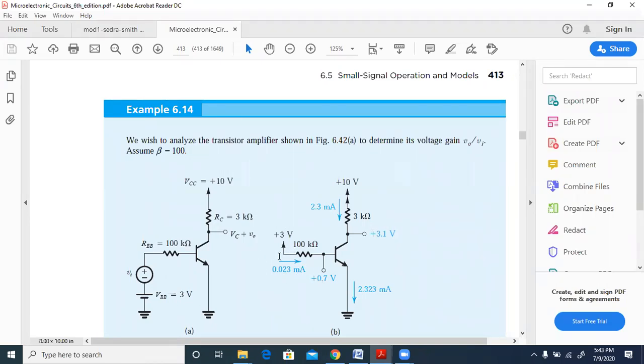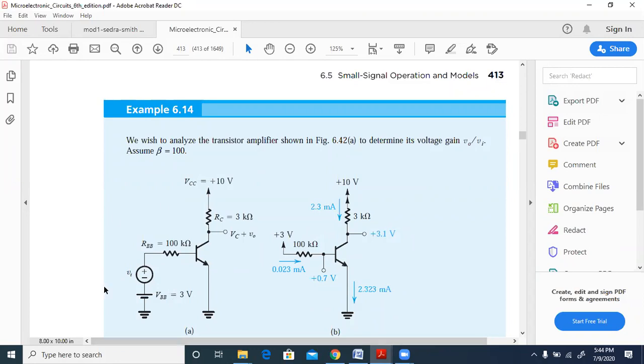So this will be capital IB, this is capital IB, right? Similarly, this is capital IC. How we calculate, we'll come to it a little later. For the present, this is capital IC, this is capital IB, this is capital VC or VCE, because the emitter is grounded. You can see that the emitter is grounded in both these cases. So either you write VC or VCE, it hardly matters. Okay. So this 3.1 is referring to only this capital VC over here, right? And this 2.3 is capital IC, and this 0.023 is capital IB.